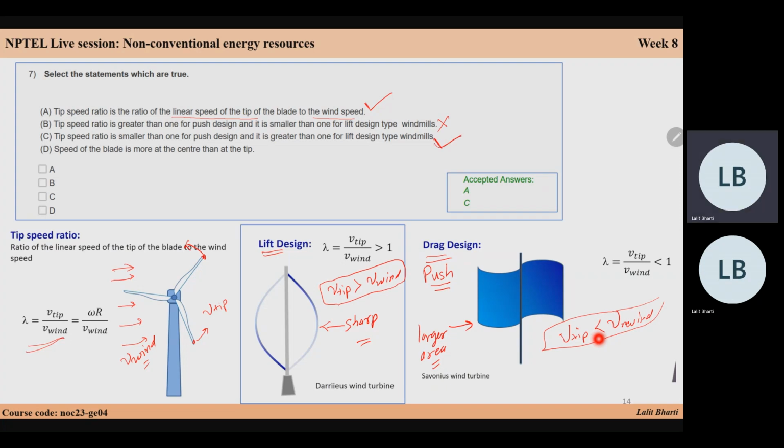And for this, the speed of the blade is more at the center than the tip. Whatever design you take, whether horizontal or vertical, the edge speeds are always higher. If this is V center and this is V edge, V edge is always higher. It is clearly understandable that edge speeds will be higher than the center speed. So that is also incorrect. So our statements A and C are correct.